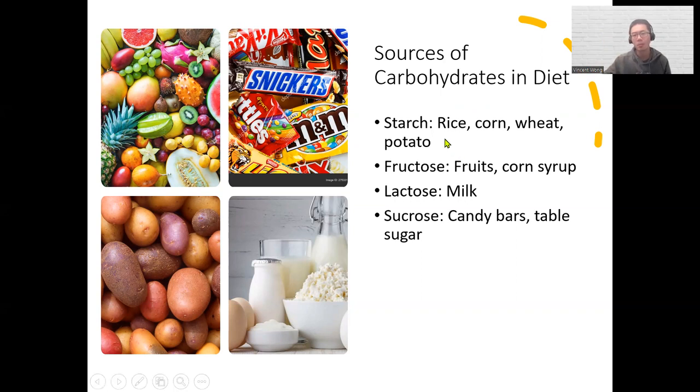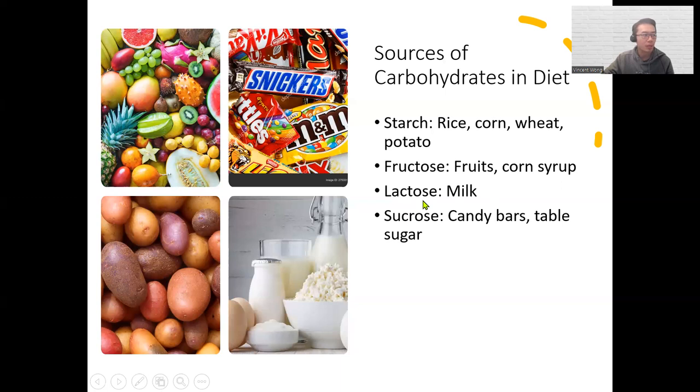All of those things are carbohydrates, right? Fructose is another kind of carbohydrate. They are found primarily in fruits, as the name implies, but you can also find them in artificial form like corn syrup. Lactose, you will find in dairy products like milk, cheese, yogurt.